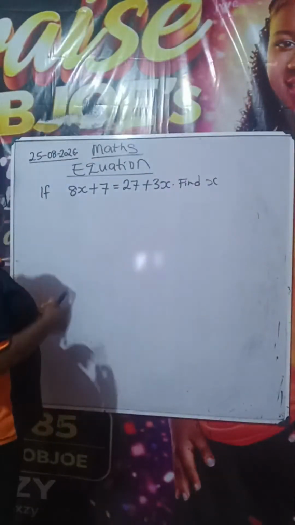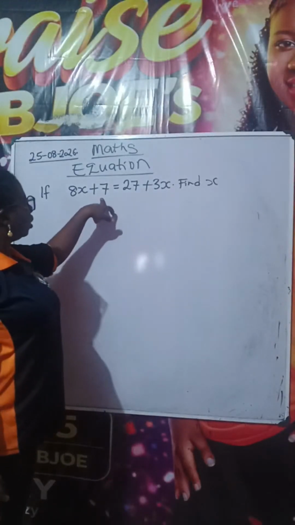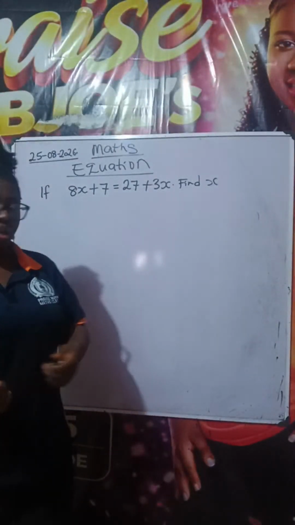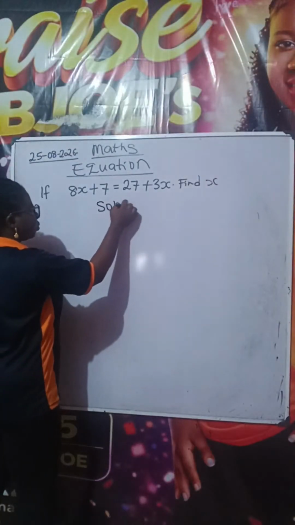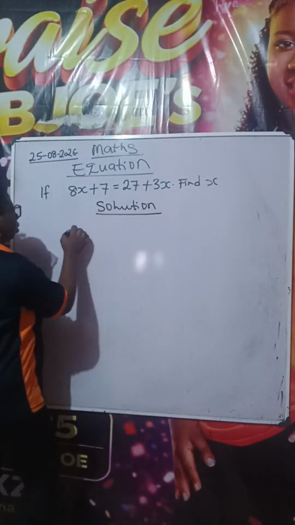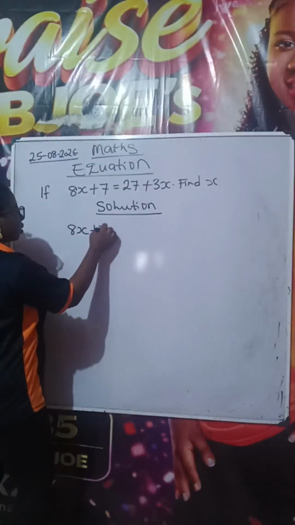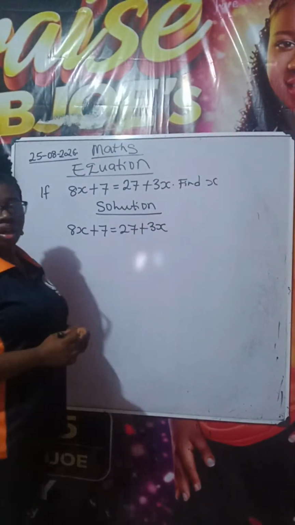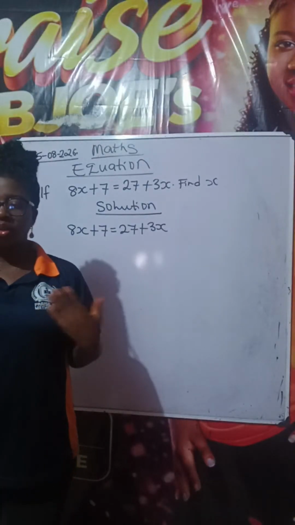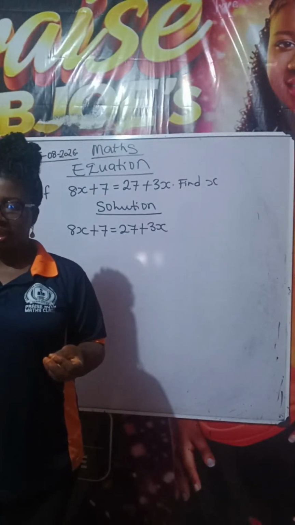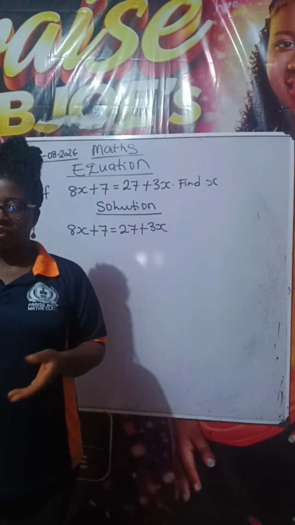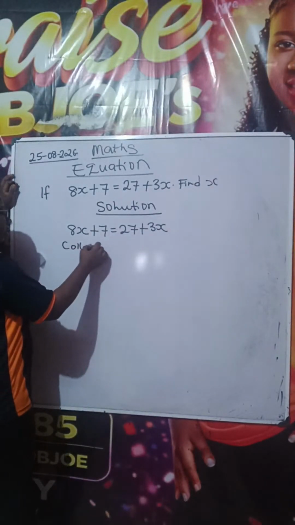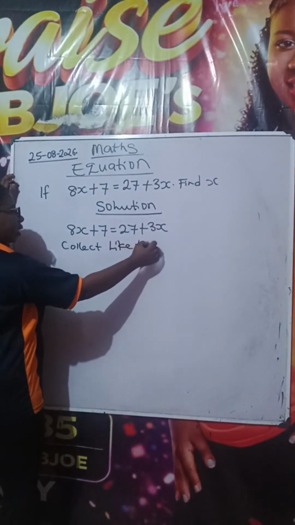Now look at this. We have: if 8x plus 7 equals 27 plus 3x, what do we do? How do we solve this? So first solution, we have 8x plus 7 equals 27 plus 3x. Now all we need to do first is collect our like terms. Yes, we put all the like terms together, okay? Let's state it. So we say collect like terms.